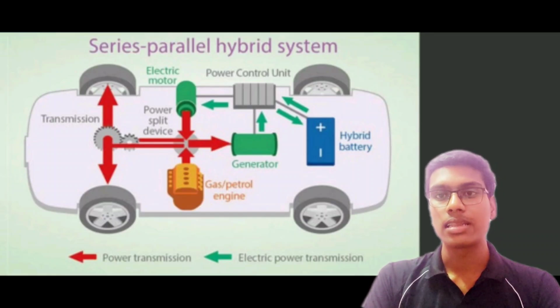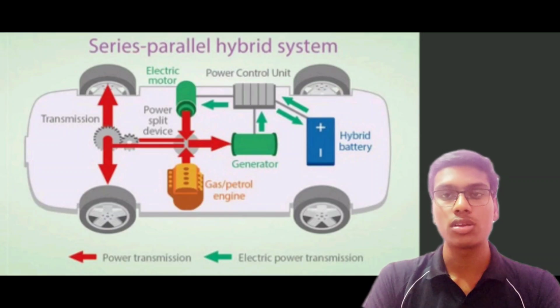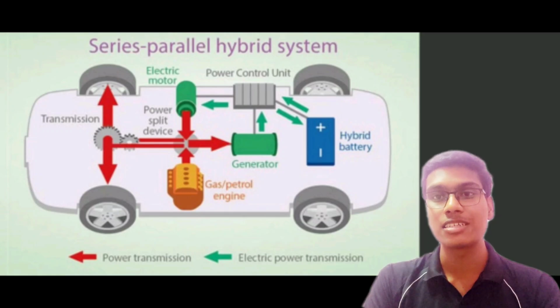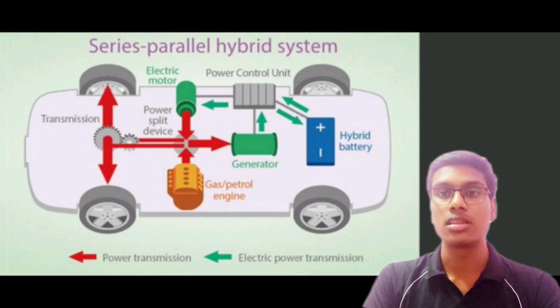So here the battery is getting charged in both ways. Both ways means the regenerative braking system and the assisted method. In the assisted method, due to the internal combustion engine also, the battery is getting charged through the generator. These are also applicable in the series parallel system.